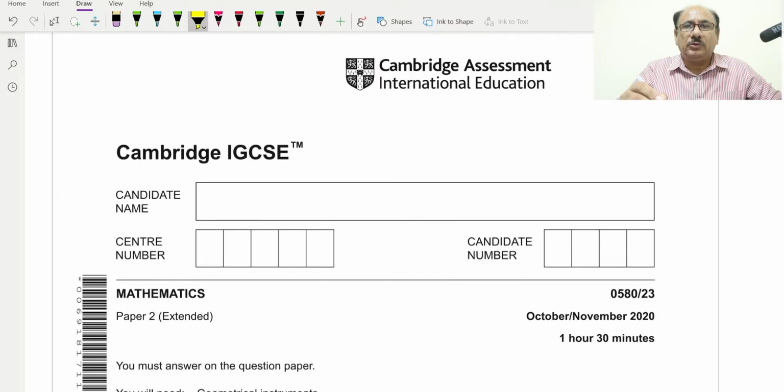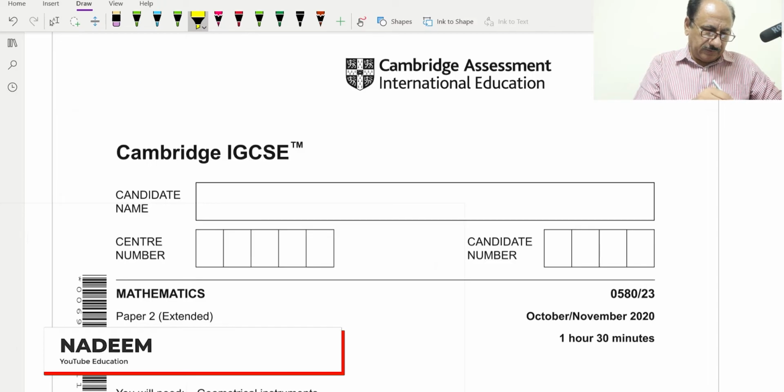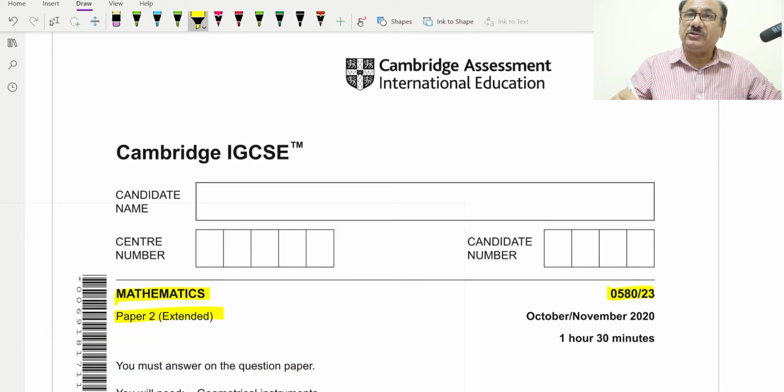Hello everyone. Today we'll be going through Cambridge IGCSE Mathematics, Paper 2 Extended, 0580-23, October/November 2020.